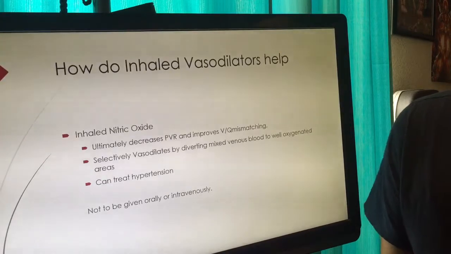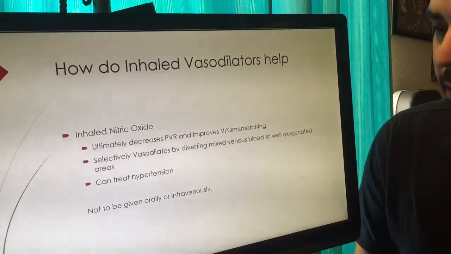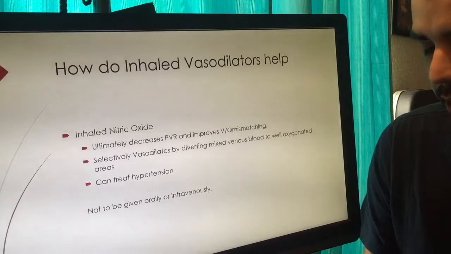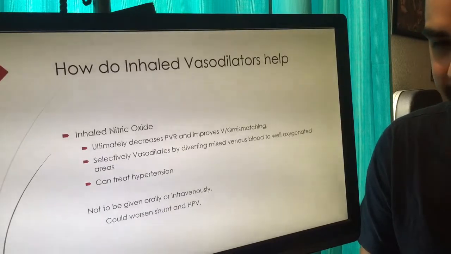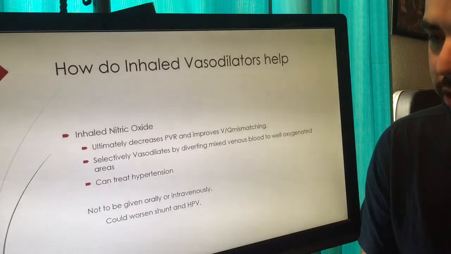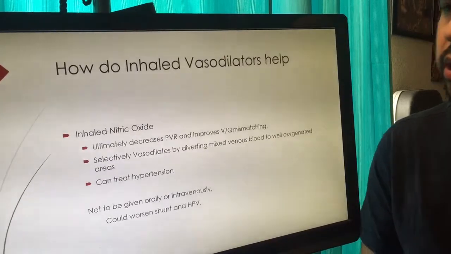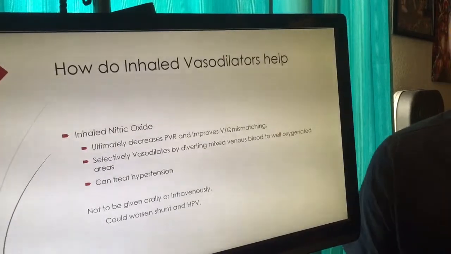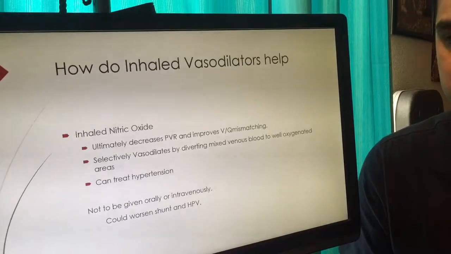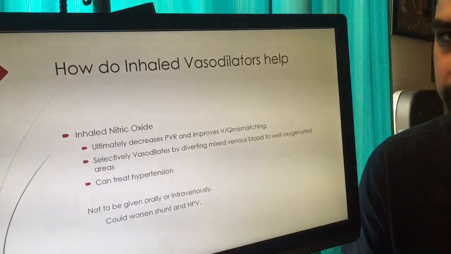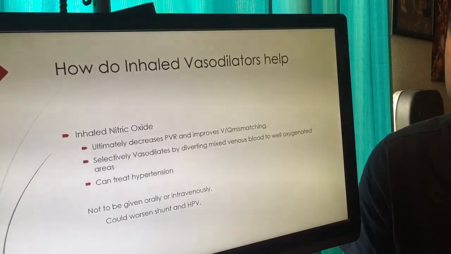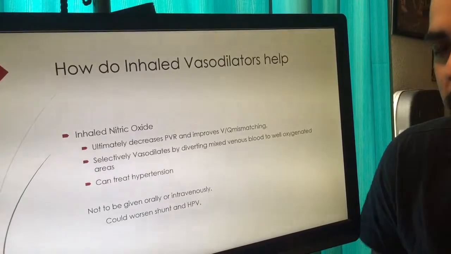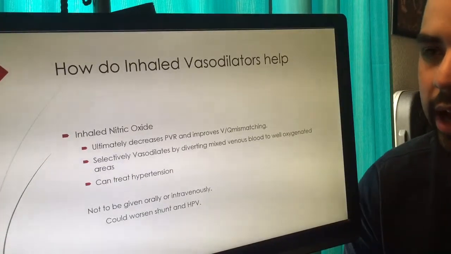The one thing to know about is that we should not be giving this orally or intravenously, and the reason why is because it could worsen shunt and HPV. It's basically just not going to allow the body to do its job when it's inhaling a vasodilator.